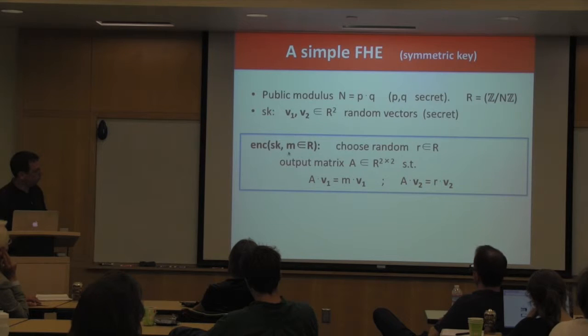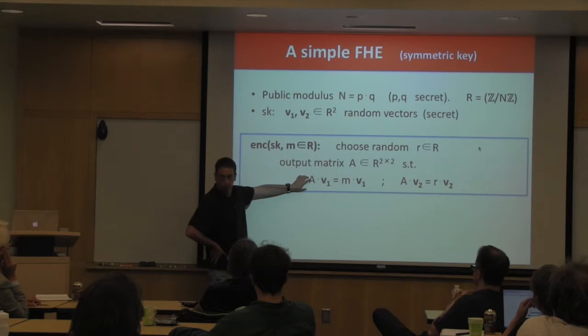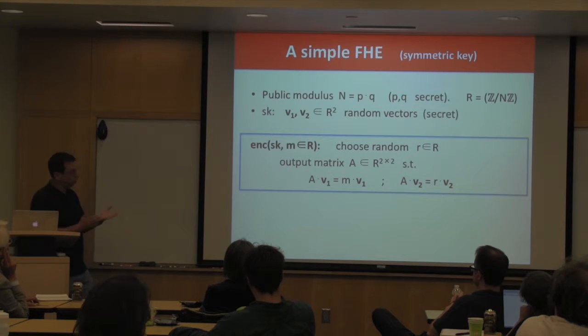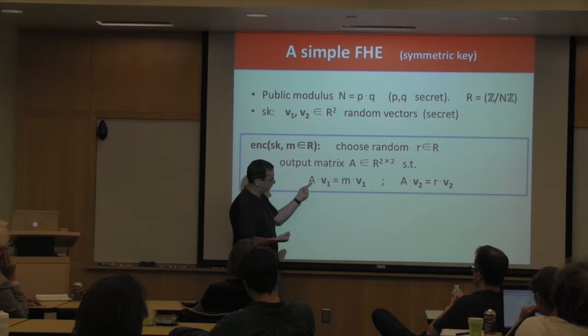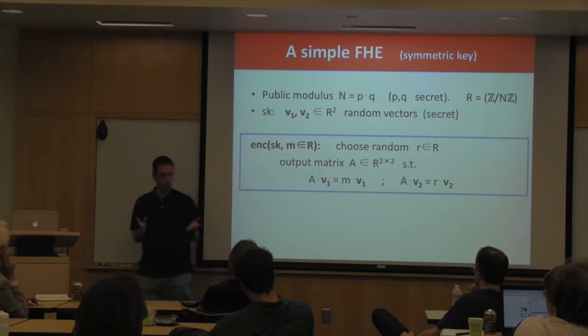The way we encrypt a message M is as follows. We're going to choose a random R, and then we're going to output the unique matrix A such that v1 is one eigenvector with value M, and v2 is the other eigenvector with value R. So far, so good? That's the whole scheme. So the ciphertext is just a 2x2 matrix over Z mod n, and it's an encryption of M. If you know v1 and v2, it's trivial. If you know v1, the way you decrypt is you just compute the inner product of A with v1, and you'll get the message back. So decryption is trivial.